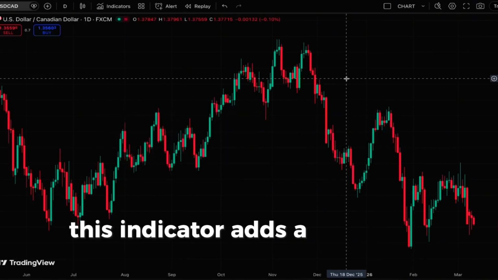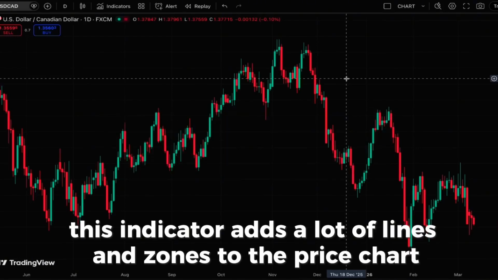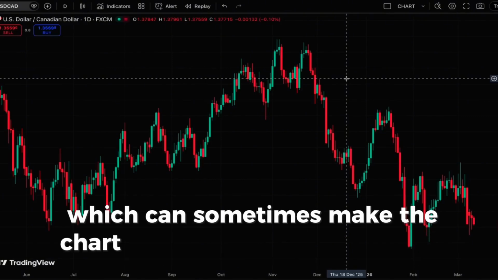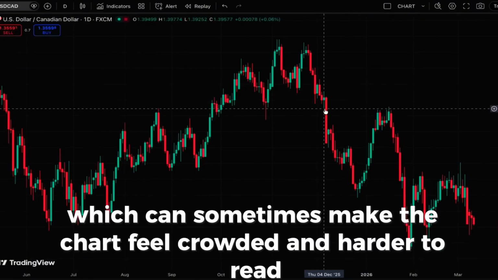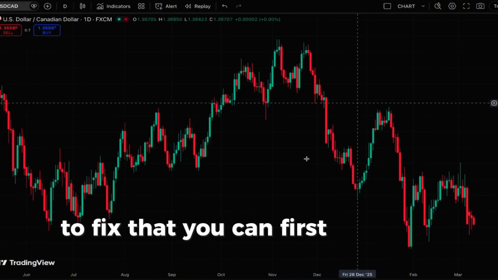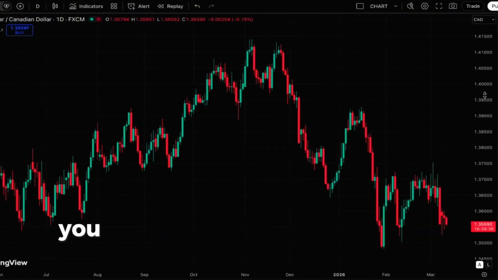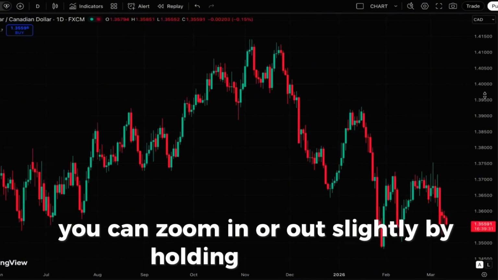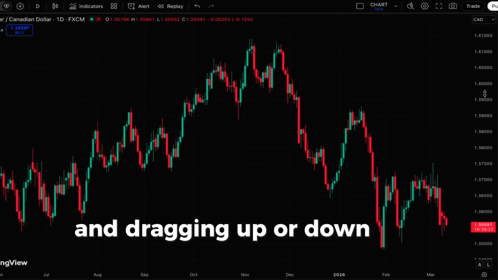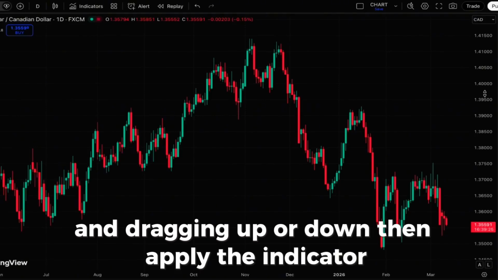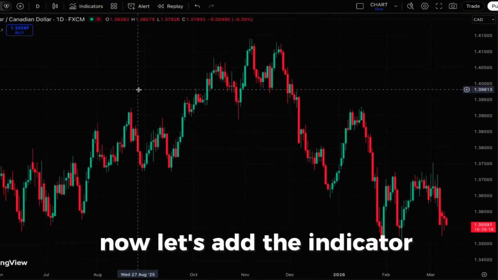This indicator adds a lot of lines and zones to the price chart, which can sometimes make the chart feel crowded and harder to read. To fix that, you can first adjust the chart scale. You can zoom in or out slightly by holding the mouse and dragging up or down. Then apply the indicator. Now, let's add the indicator.